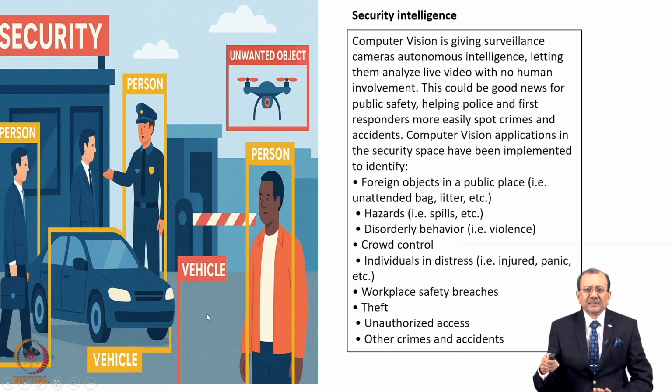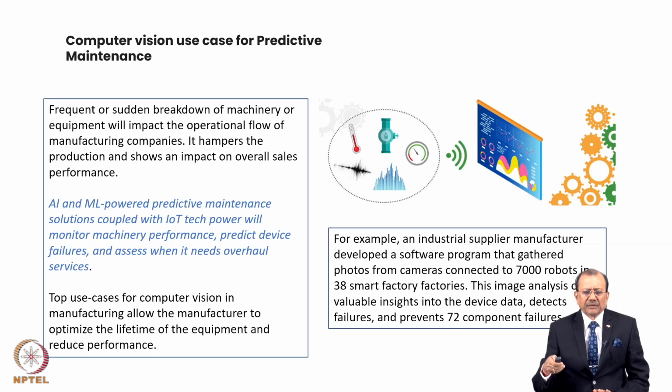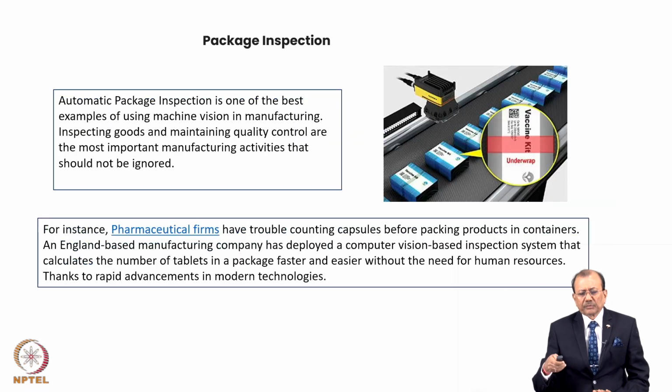This is another example of computer vision with security intelligence, and it is being widely used in security intelligence gates. So I have put 4 or 5 other examples also. You can go through these examples where computer vision is used in maintenance. Very great use of computer vision in package inspection, which is nowadays very common and not very expensive.